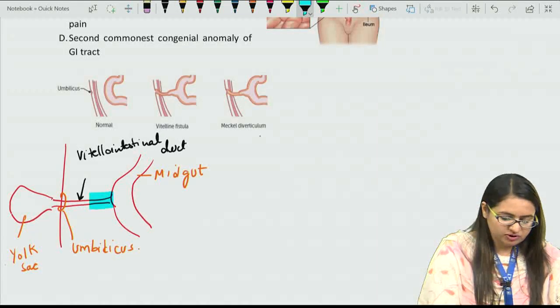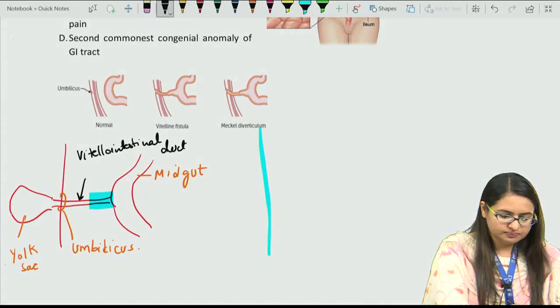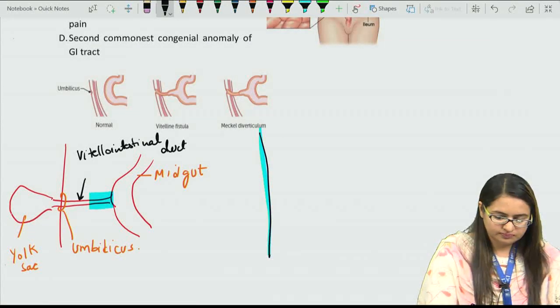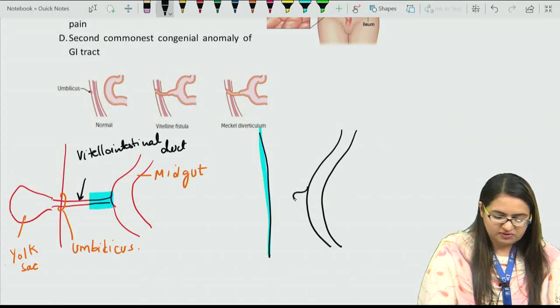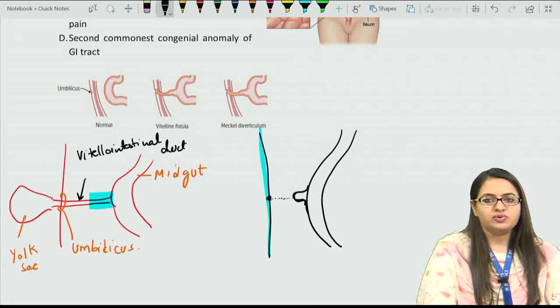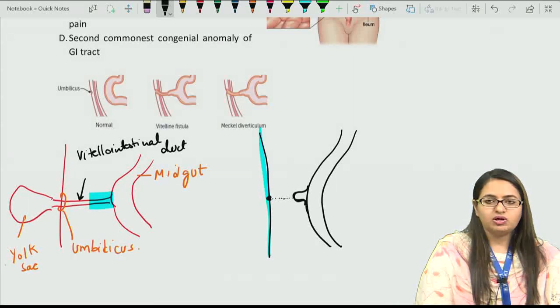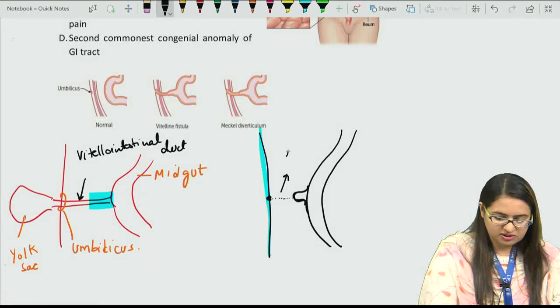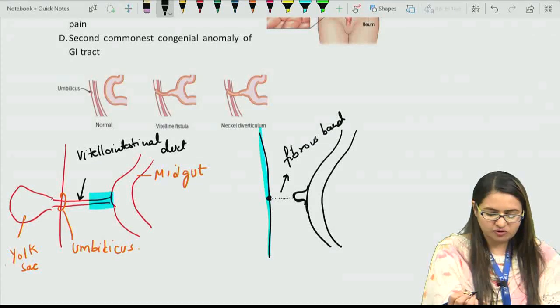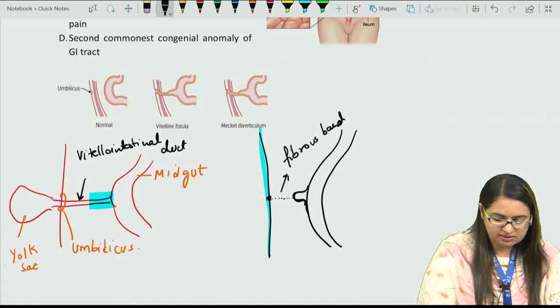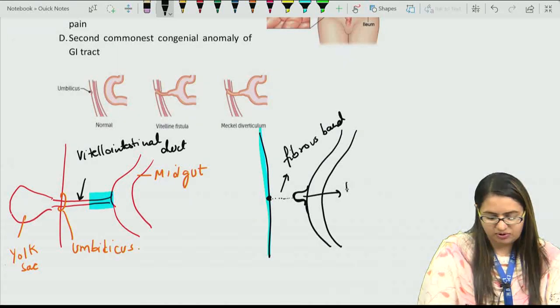When Meckel's diverticulum is present, if this is the intestine over here, and the proximal part is patent, it will lead to such a projection, and it will be connected to the umbilicus by a fibrous band. This fibrous band may or may not be present. This is the fibrous band which extends from the apex of the Meckel's diverticulum to the umbilicus. This is the Meckel's diverticulum.